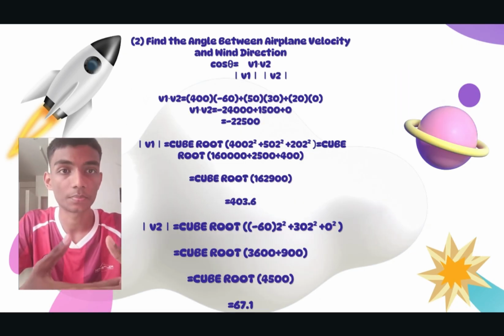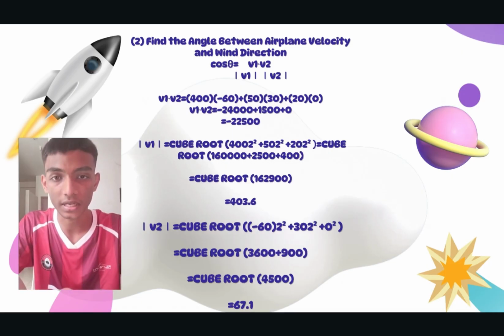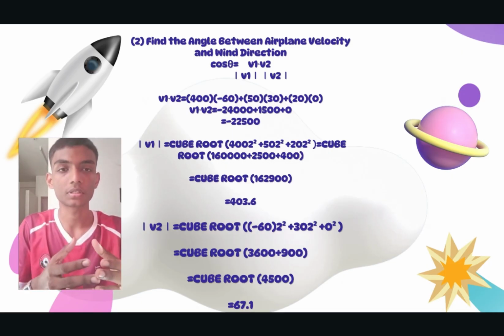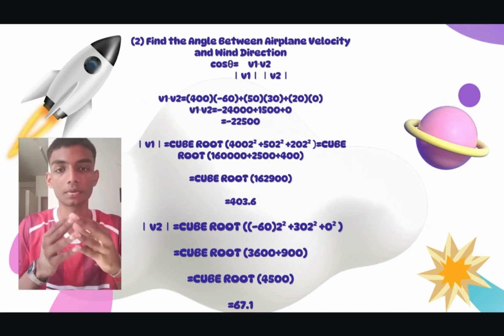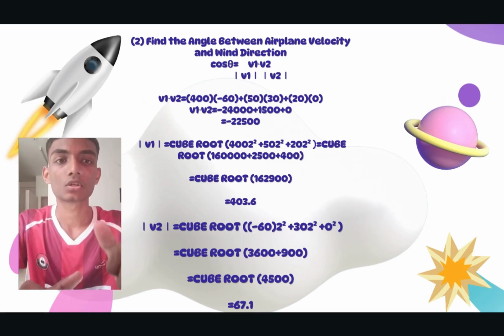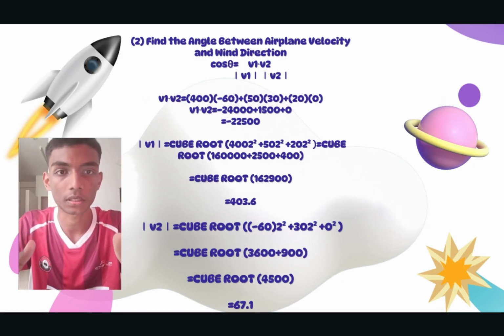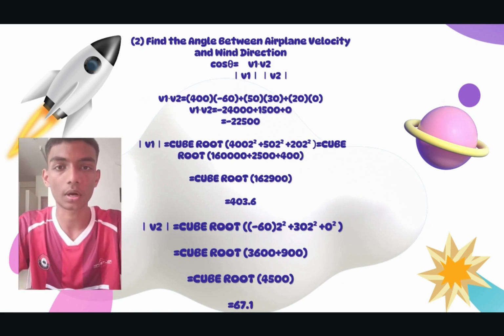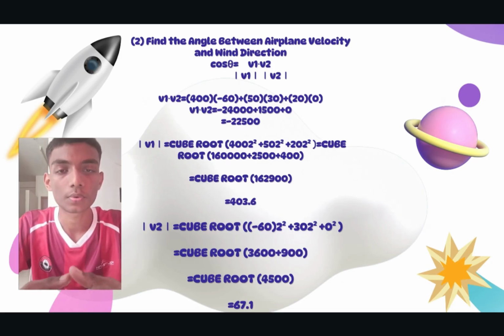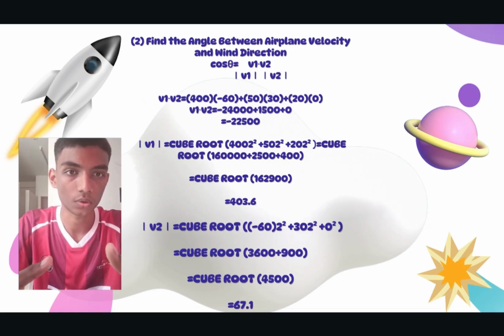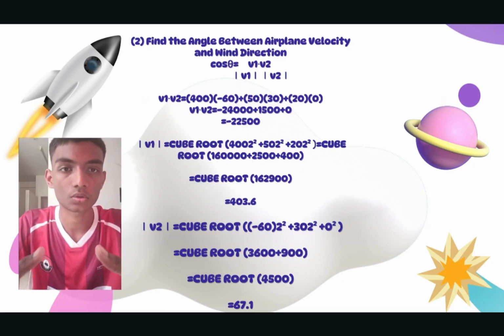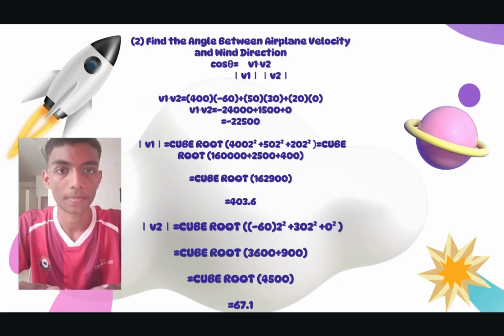Now, to find the angle between the airplane velocity and the wind direction, there are a few components that we have to solve first before we get the final answer. First, we have to use the cos formula: cos theta equals V1 dot V2 over the magnitude of V1 times the magnitude of V2. So V1 dot V2 is equivalent to 400 times negative 60 plus 50 times 30 plus 20 times 0. So the final answer is negative 22,500.